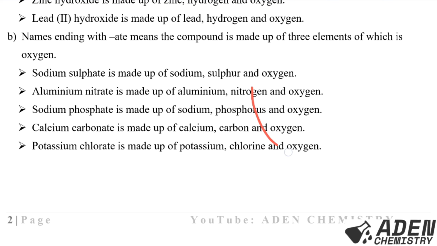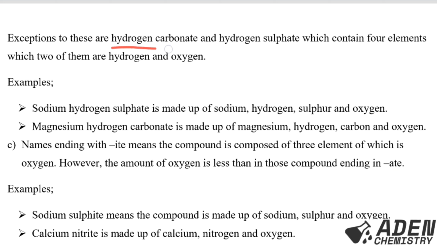You have seen that compounds that end with ATE have oxygen as one of their elements, so they have three elements, one of which is oxygen. The exceptions to this are hydrogen carbonate and hydrogen sulfate, which contain four elements, two of which are hydrogen and oxygen. Example, sodium hydrogen sulfate. It ends with ATE, but this is hydrogen sulfate, so it is made up of four elements.